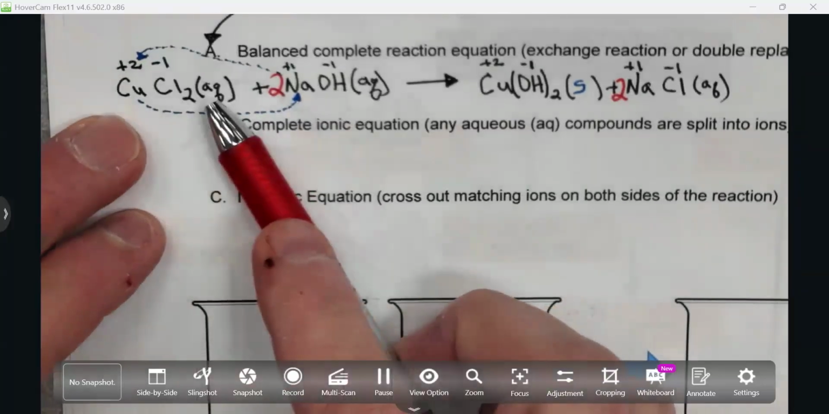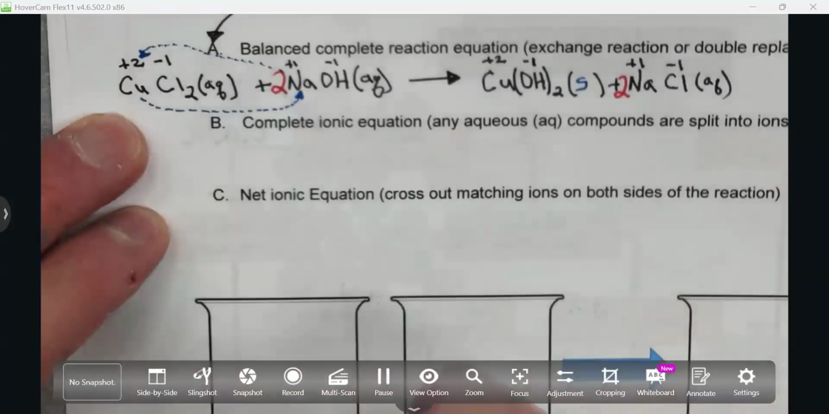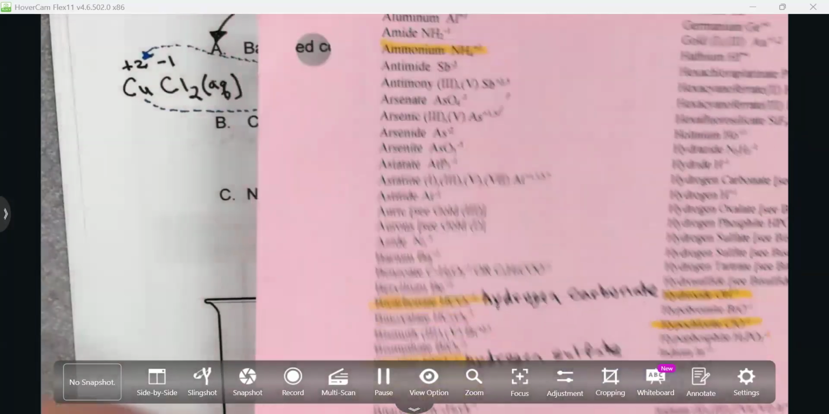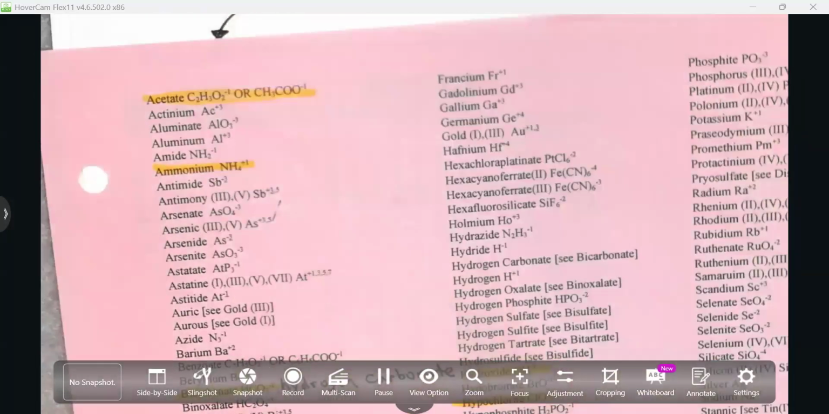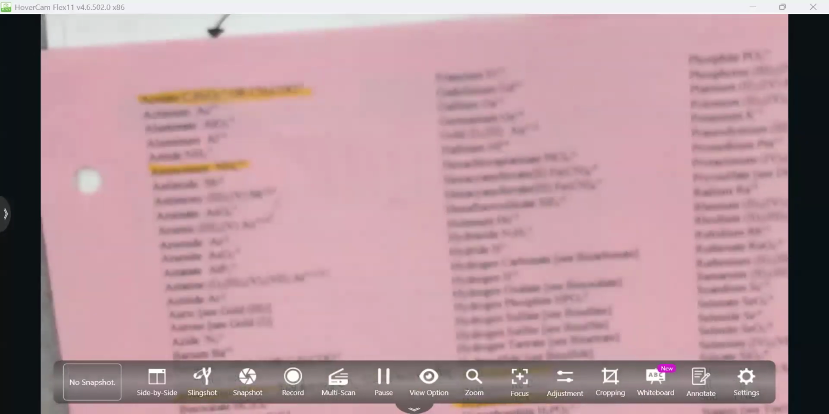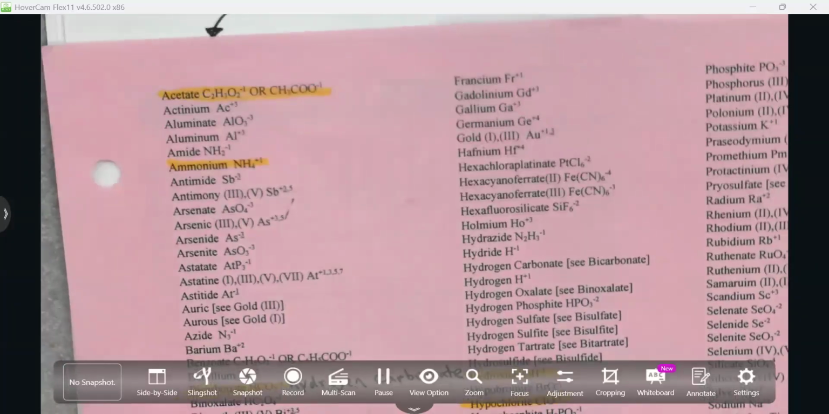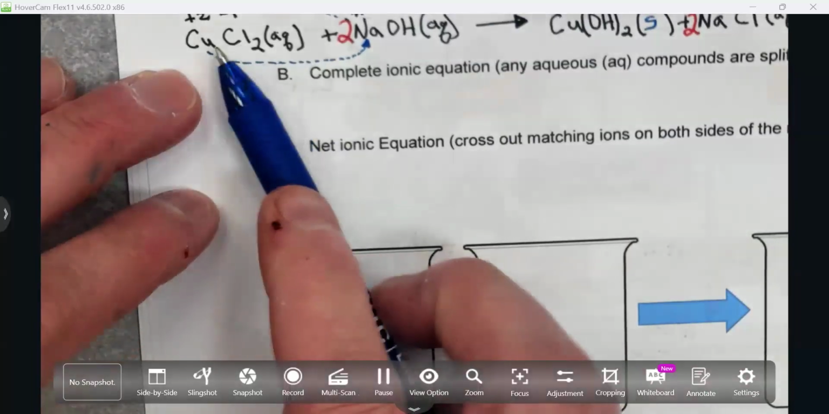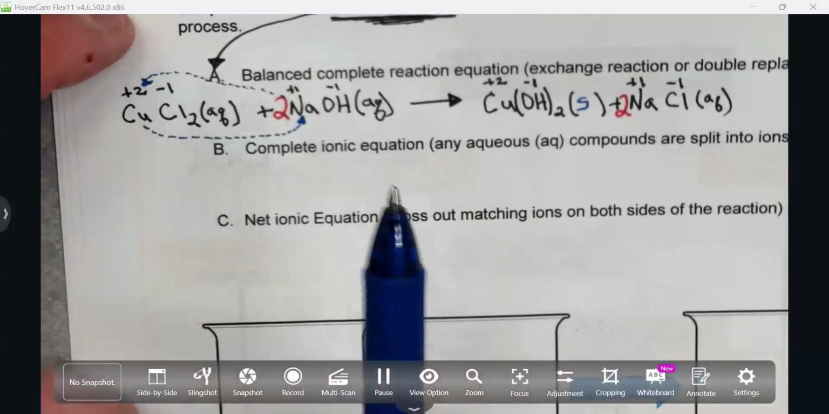When this splits up, do not write Cl2 minus. There's no such thing as a Cl2 minus ion. Ever, ever, ever. You can only make ions in solution that are on here. And I can guarantee you there is no Cl2 minus. When this splits up, you are going to get copper +2.